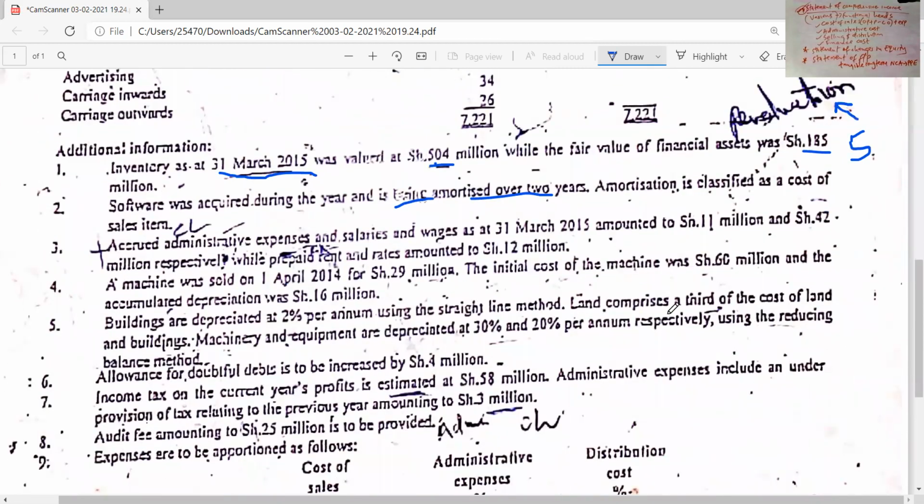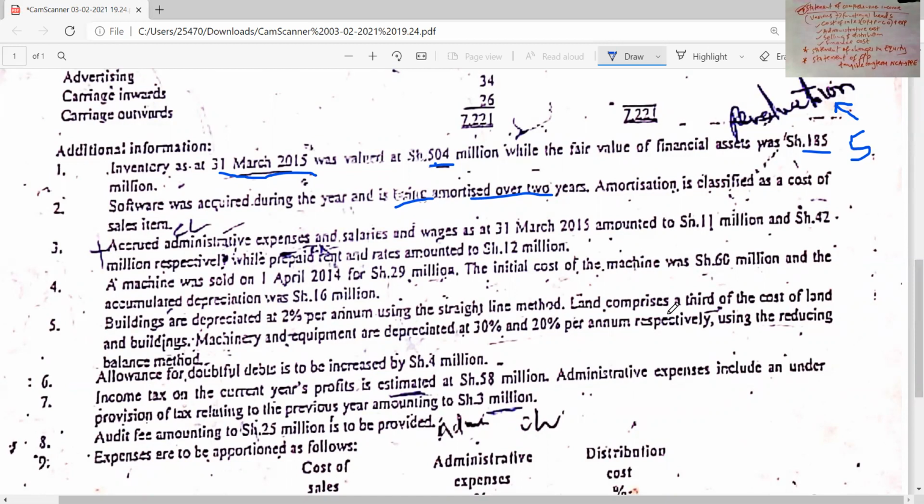Next, accrued administrative expenses and salaries and wages as at 31st March 2015 amounted to 11 and 42 million respectively, while prepaid rent and rates amounted to 12 million.